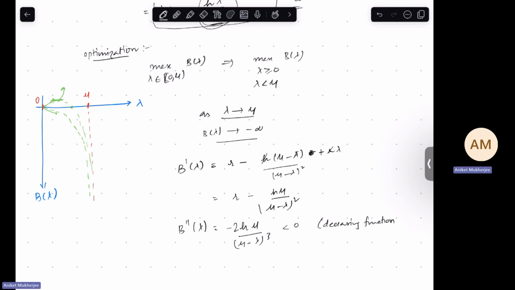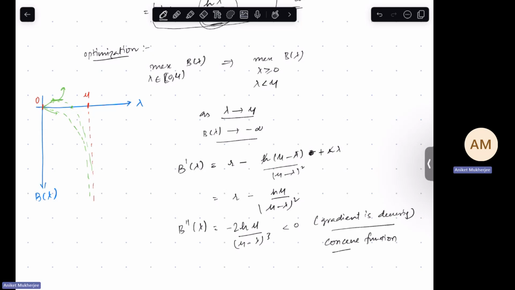At least in the range 0 to mu, because it's not a decreasing function. Your gradient is decreasing, right? So your gradient is decreasing. That is what this implies. So you have basically a concave function.